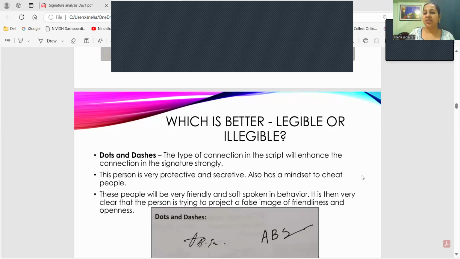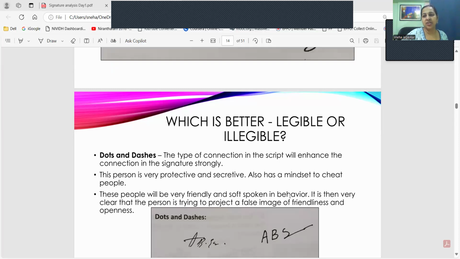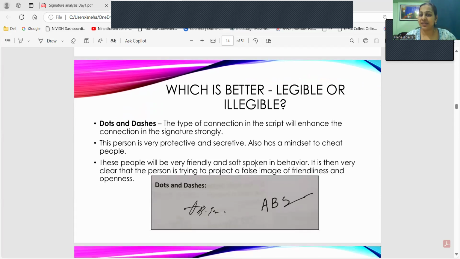Now, the type of connection in the script will enhance the connection in the signature strongly. This person is very protective as well as secretive, and also has a mindset to cheat people. These people are very friendly and soft spoken in behavior. It is then very clear that the person is trying to project a false image of friendliness and openness.